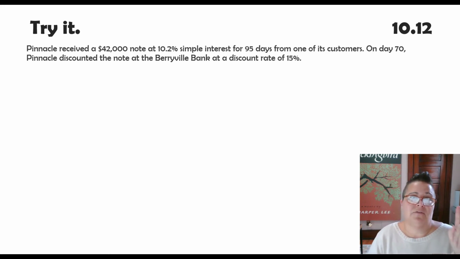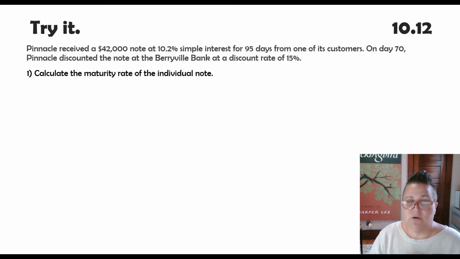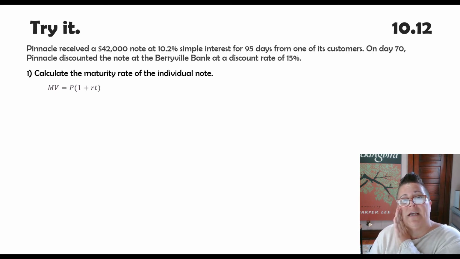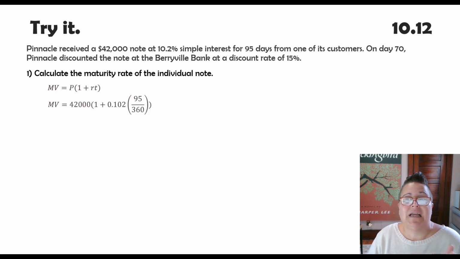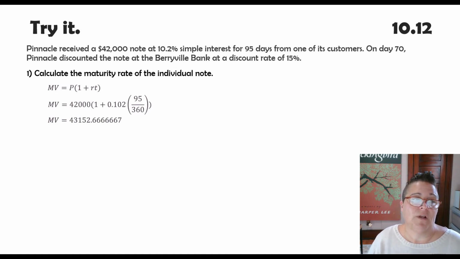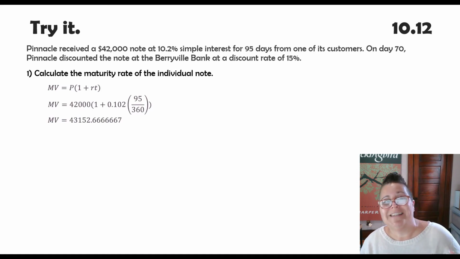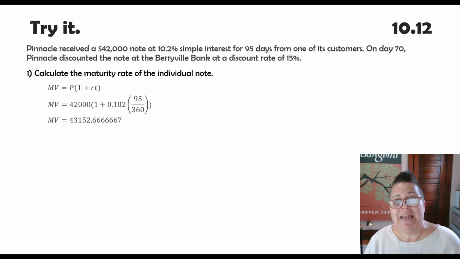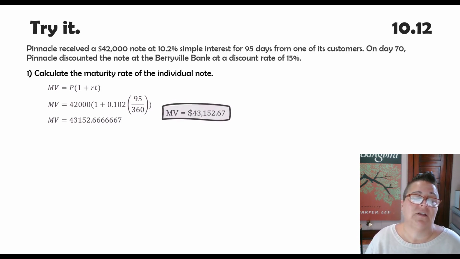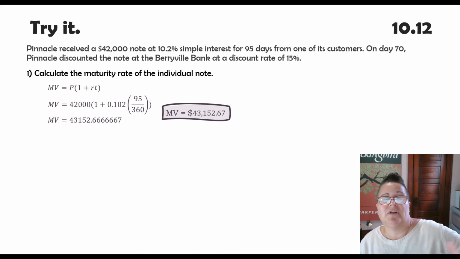4 main steps. The first is we need to know how much money Pinnacle was supposed to get from the borrower. So we're going to calculate the maturity value of this note. Maturity value is principal times 1 plus rate times time, or 42,000 times 1 plus 0.102, percent as a decimal, times the time of the loan, which is 95 out of 360. When I multiply this through, I get $43,152.6 repeating. Rounding to the nearest penny, I have $43,152.67. This is the maturity value of the loan.